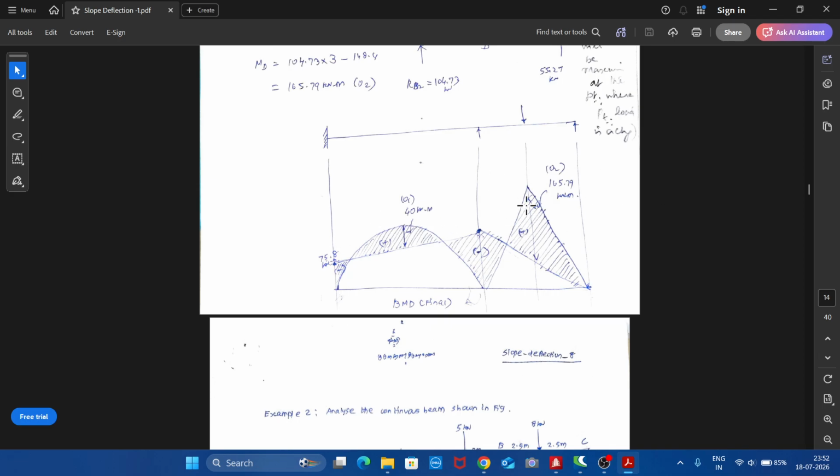And this value is O1 and this value is O2. This we have already found. So this completes the analysis of a two-span continuous beam by the slope deflection method and drawing the shear force diagram and bending moment diagram.